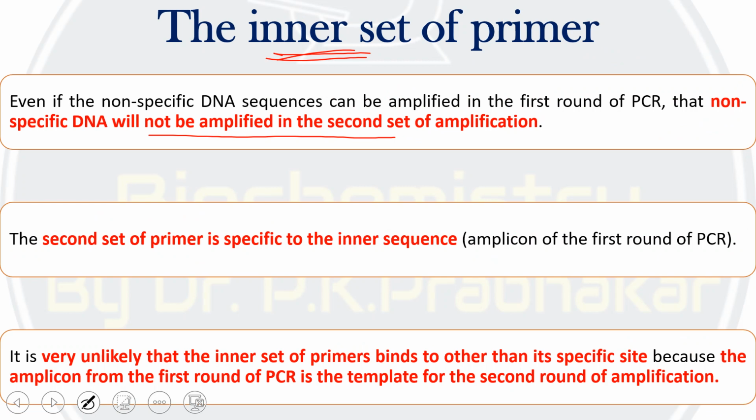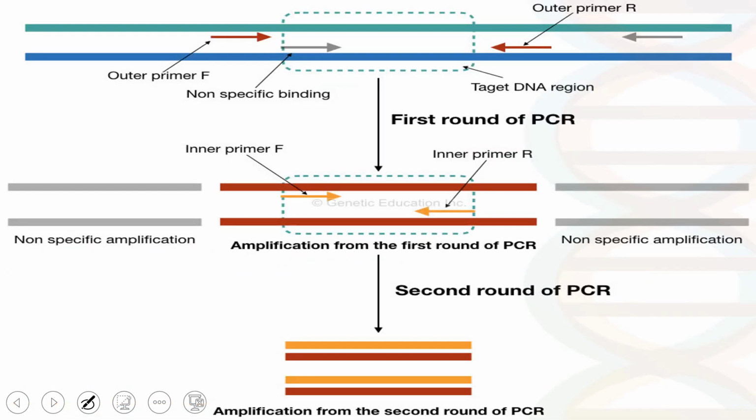The second set of primers is specific to the inner sequence, that is, the amplicon of the first round of PCR, and there are almost negligible chances that the inner set of primers binds to a site other than the target site. The amplicon from the first round of PCR is the template for the second round of amplification. So whatever product we get in the first PCR using the outer primers will be used as a template in the second round of PCR using the inner set of primers.